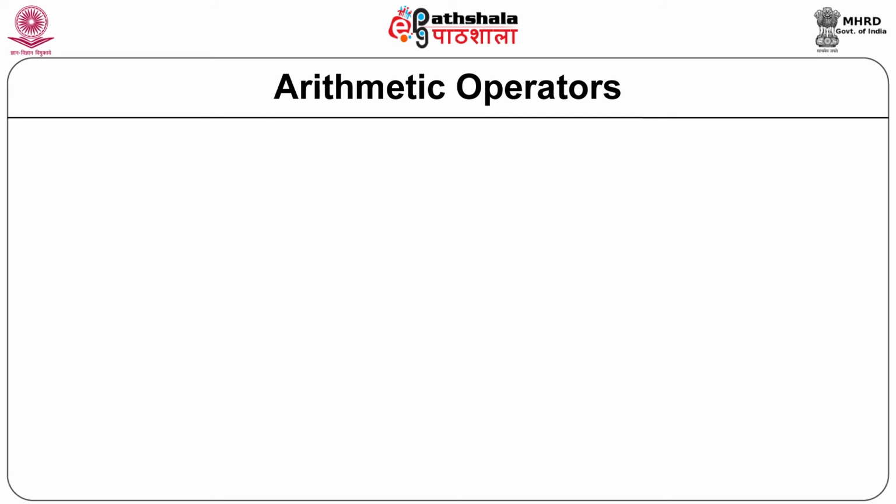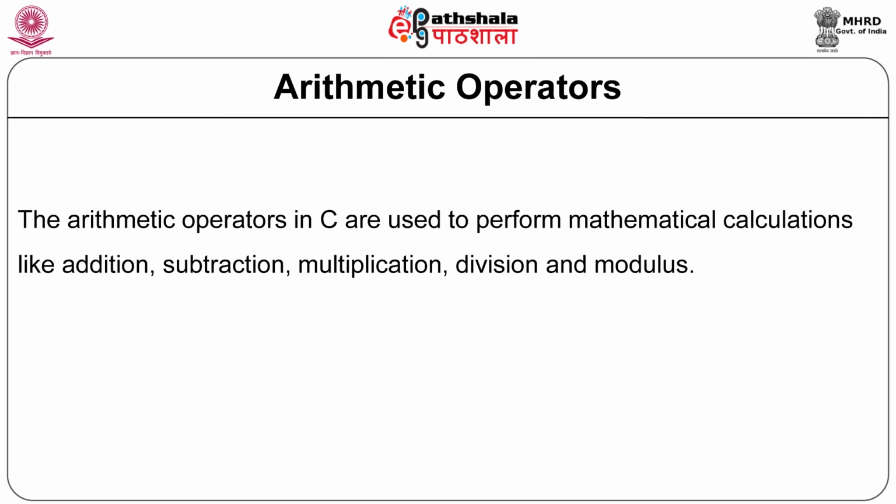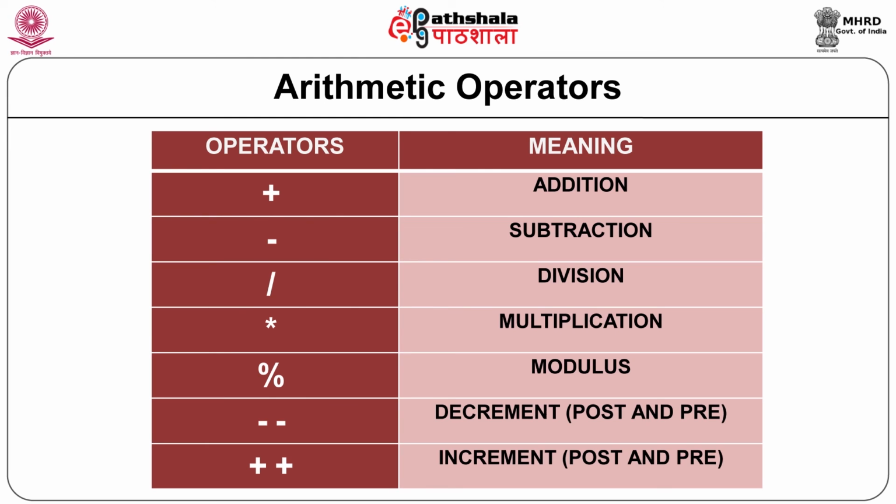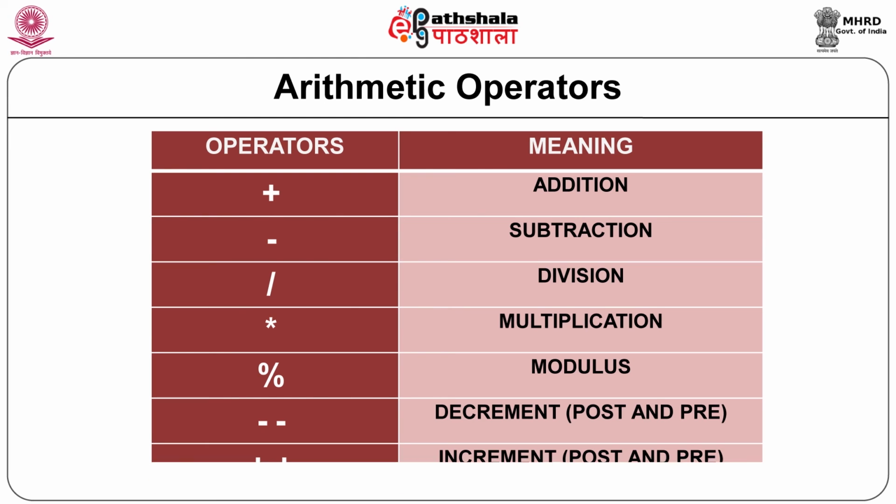Now, we will go to the next type of operator, that is arithmetic operator. Arithmetic operators in C are used to perform various mathematical calculations like addition, subtraction, multiplication, division and modulus. Generally, these operators are required for performing different tasks for the programmer. Here I have given different list of arithmetic operators.